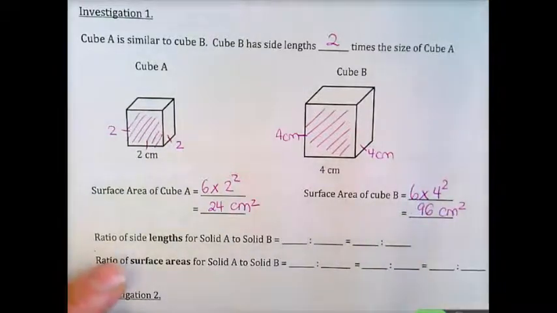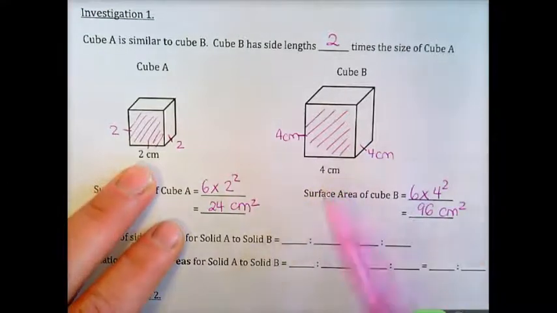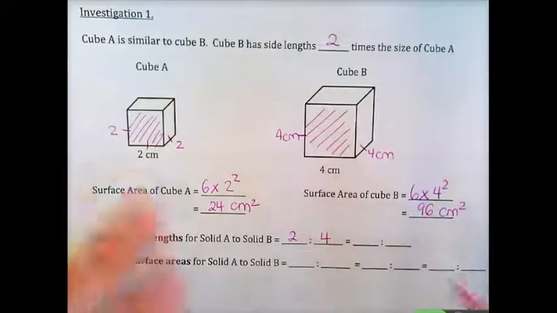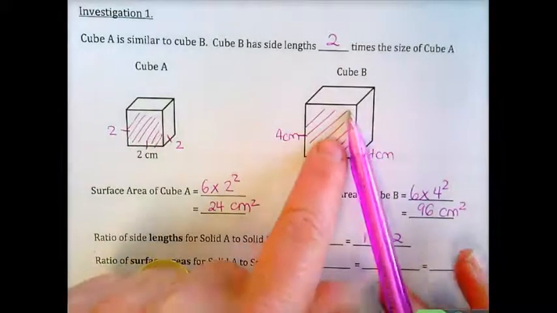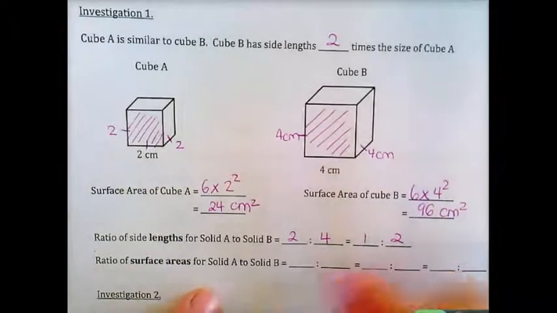Okay, so the ratio of side lengths, just choose any two corresponding sides. What's the ratio of the side lengths? 2 to 4, which happens to be 1 to 2. In other words, the big cube, cube B, is double the size of cube A, but the ratio of the surface areas is 24 to 96.